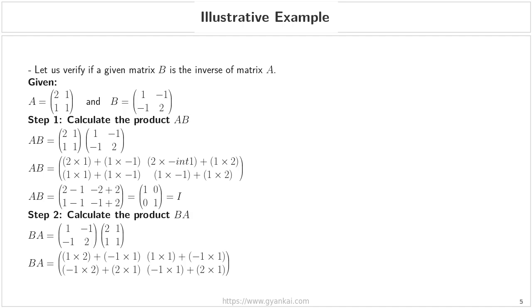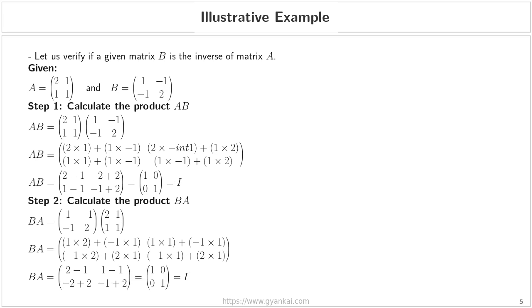Multiplying B by A, we calculate the top left element as 1 times 2 plus -1 times 1, which equals 1. The top right is 1 times 1 plus -1 times 1, which is 0. For the bottom left, we have -1 times 2 plus 2 times 1, resulting in 0. And the bottom right is -1 times 1 plus 2 times 1, which equals 1. Once again, we have arrived at the identity matrix I.